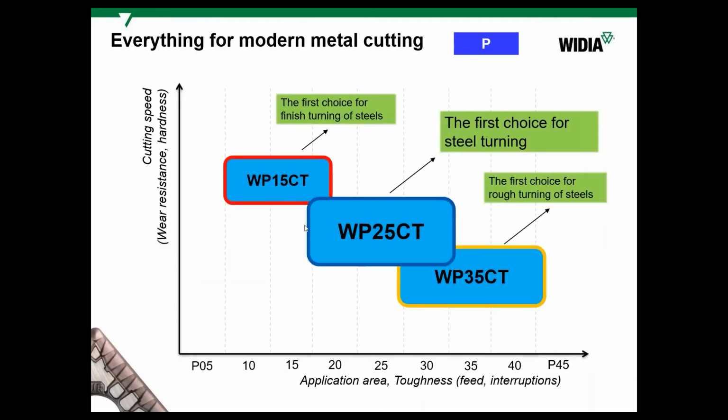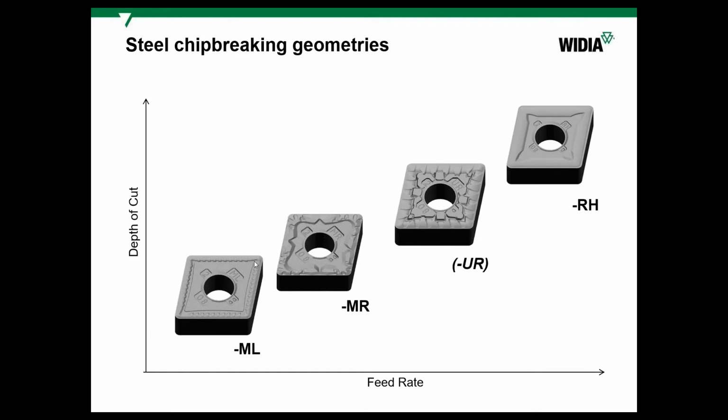Depending on the conditions, we are using different carbide grades. WP15 CT is the harder grade, and WP35 CT is the softest grade for turning of steel. In the middle is the universal grade, WP25, for semi-finishing and semi-roughing operations. Also chip breakers: depending on the conditions, if it's an interrupted cut or we need to achieve a greater feed per revolution, we are using RH. RH is the first choice when there are no other limitations like surface finish, for example. We just need to cut off maximum stock per minute.